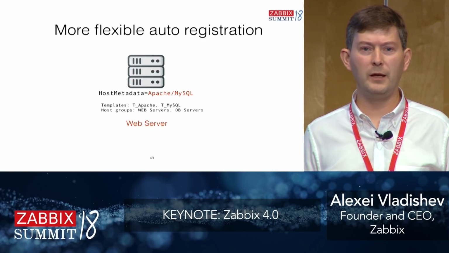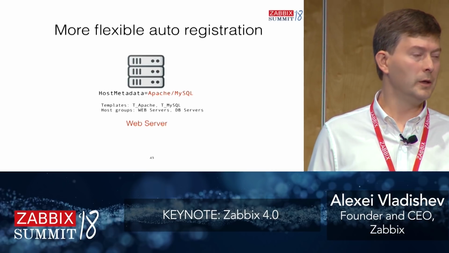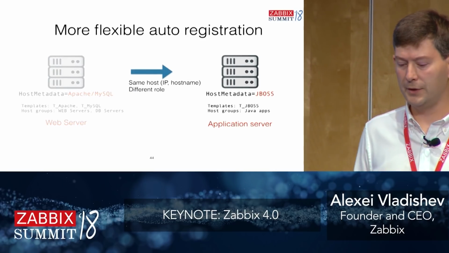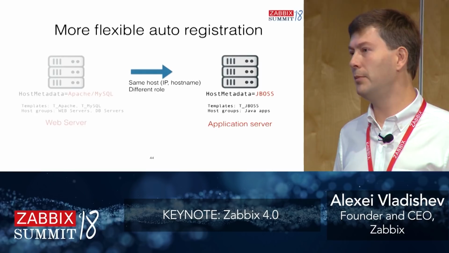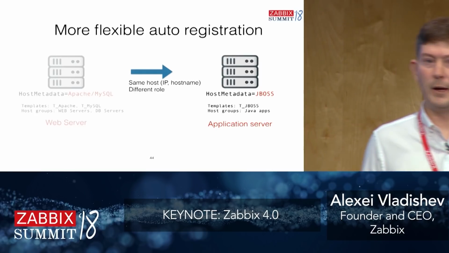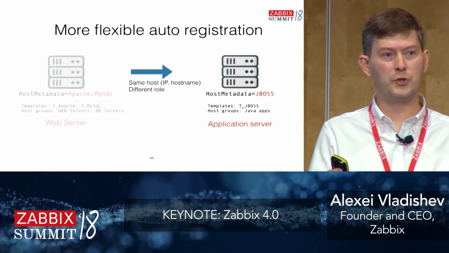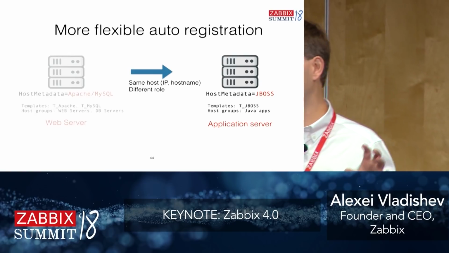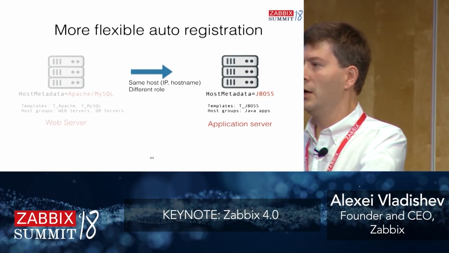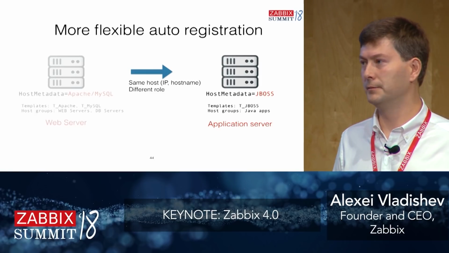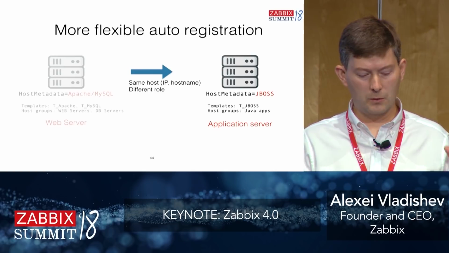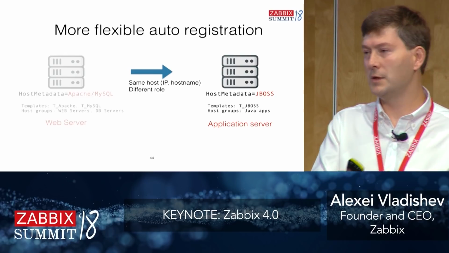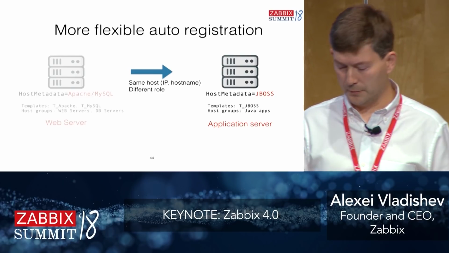But the problem is, what if the same host changes its role? Now it's a database server, but then we want to run something else. We want to run a JBoss on the same host, same IP address, same host name, and now we have a possibility to change a role, to make a relinkage of templates the host already uses, and also change host group membership as well. So this is very nice. Your server is different now. It's running a different application, so Zabbix may figure that out and do this relinkage.